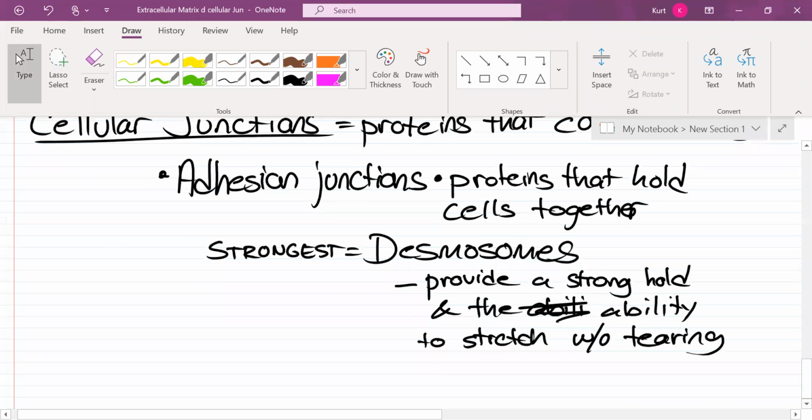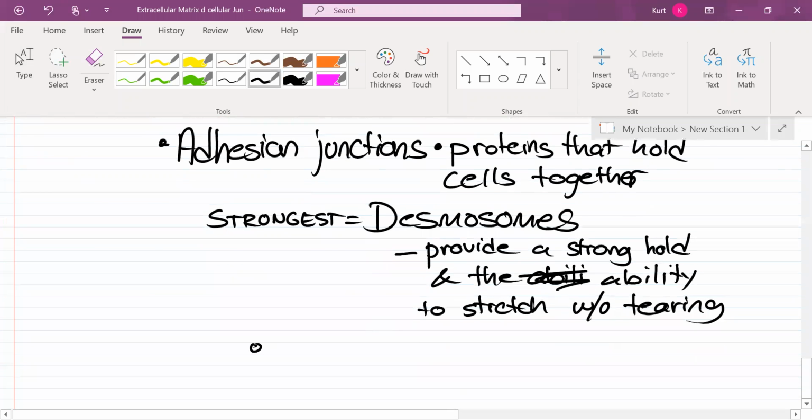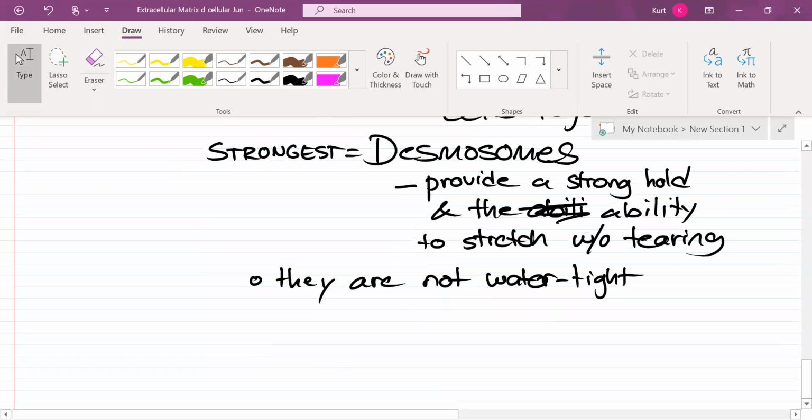However, you guys are like 2/3 water. Your blood has water, your cerebrospinal fluid has water, your cytoplasm has water. There's a lot of water everywhere. Why don't we leak? Because the handicap with desmosomes is that they are not watertight. So they're good for pulling and stretching and not tearing, but they're not good for retaining water. So you have to have another type of adhesion junction that retains water. And those are called tight junctions.